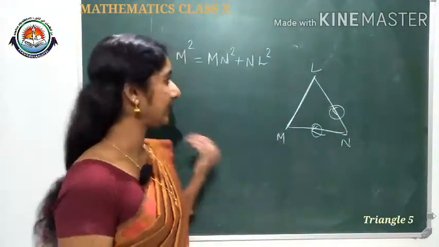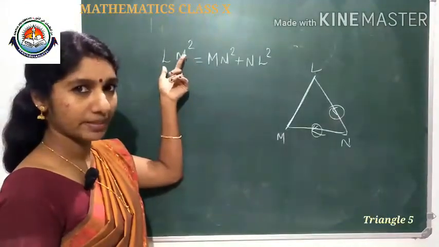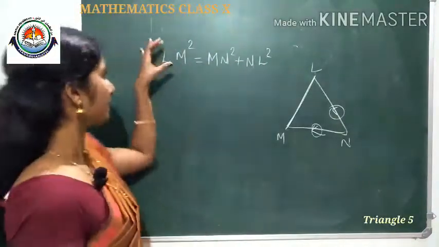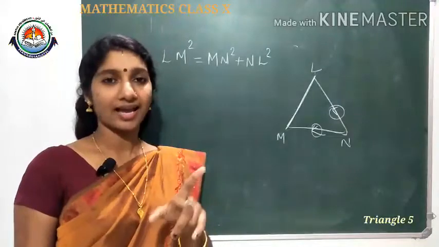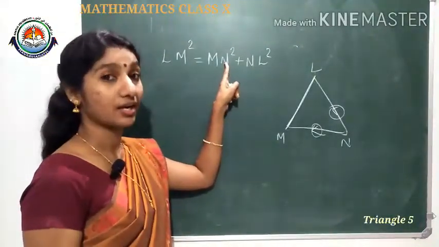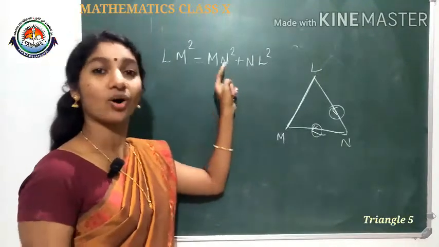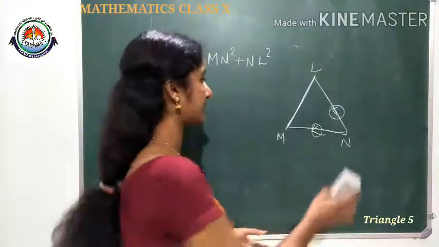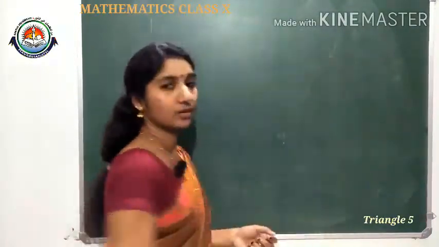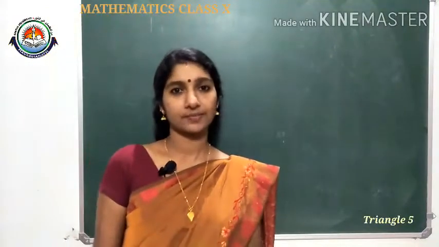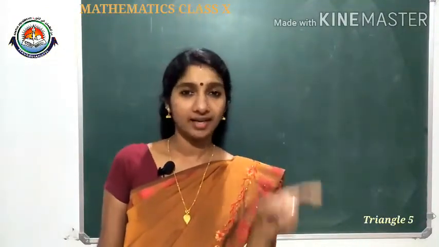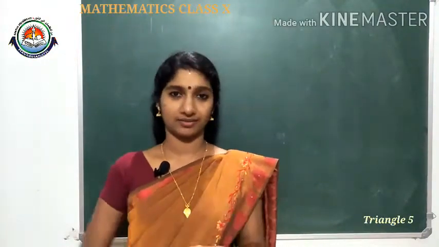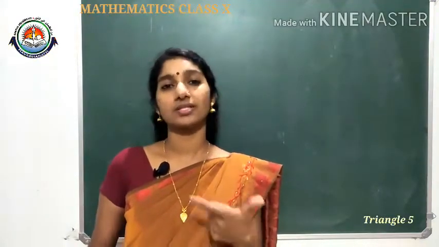Suppose in a triangle like this we are getting one side's square equal to the sum of squares of the other two sides. Of course that one side will be the hypotenuse and this N will be the right angle. That is the converse of Pythagoras theorem. If three sides of a triangle hold the property of Pythagoras, then that triangle will be a right triangle. Okay, that is the converse of Pythagoras theorem.